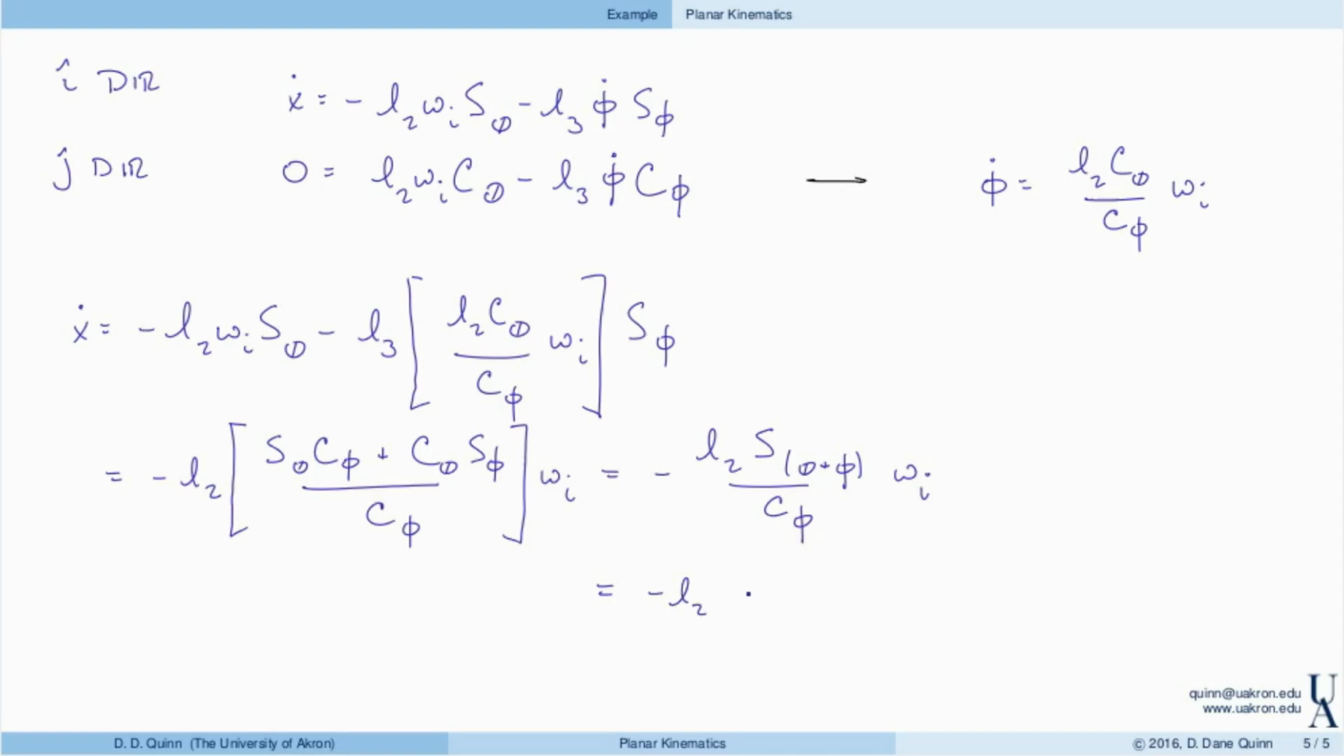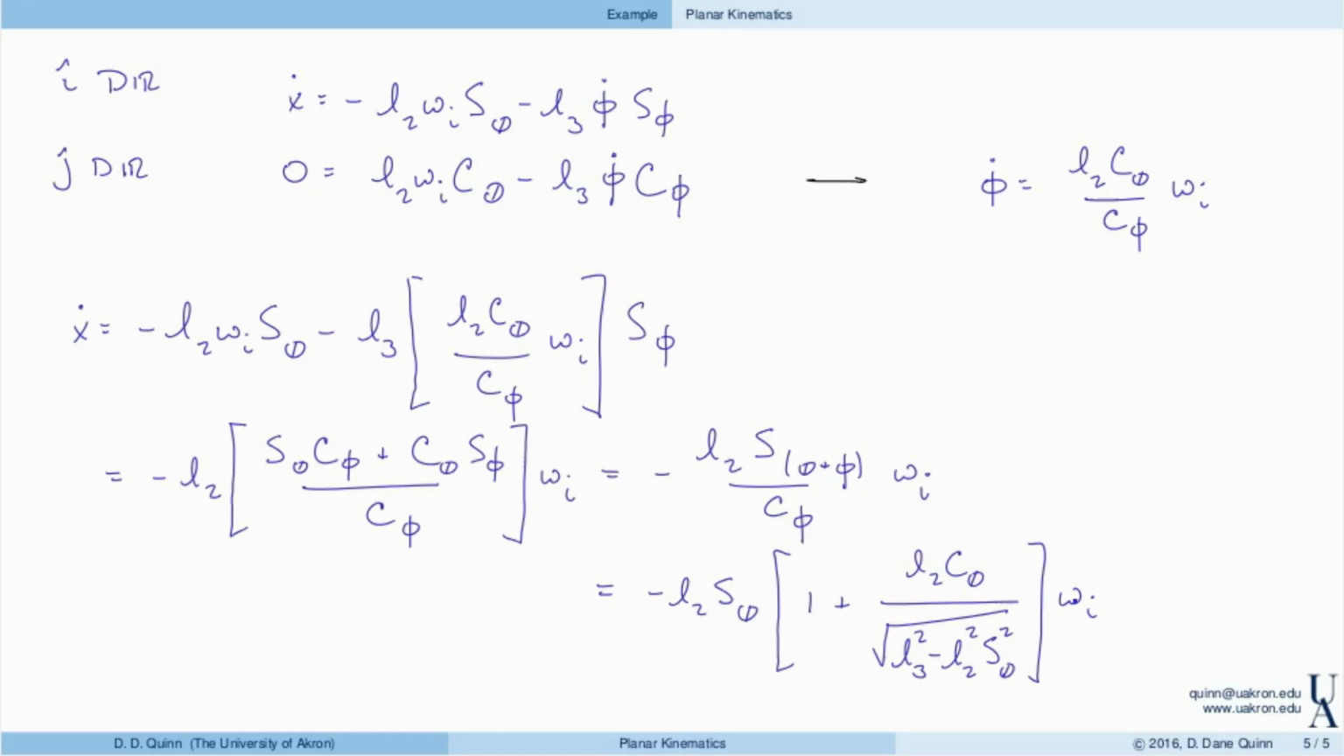Minus L2 times sine of theta times 1 plus L2 cosine of theta divided by, and then we have this expression, the square root of L3 squared minus L2 squared sine squared theta, all multiplied by the input angular speed. So again, there's a lot of algebra that goes into this, and if you like, you can pause the video right now and try to work that through. But these are three different ways of expressing, finally, the speed of the block in terms of the input speed of the link.